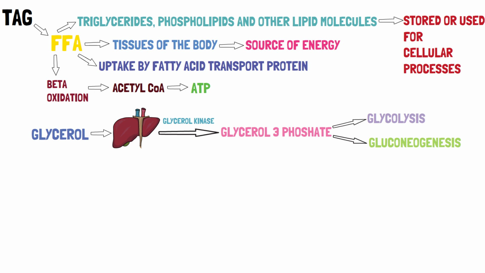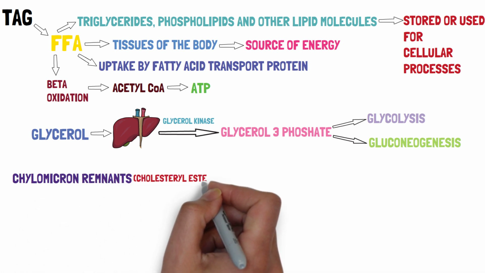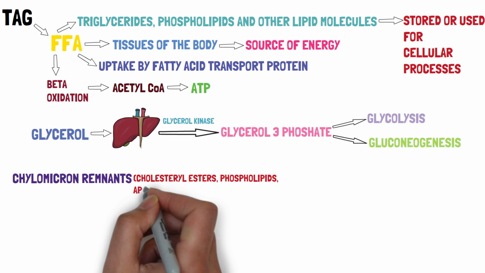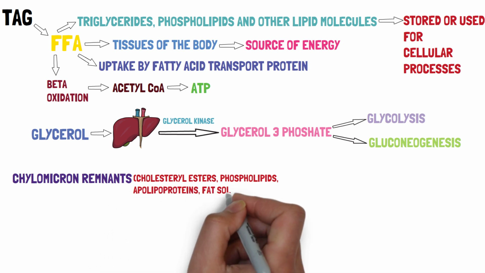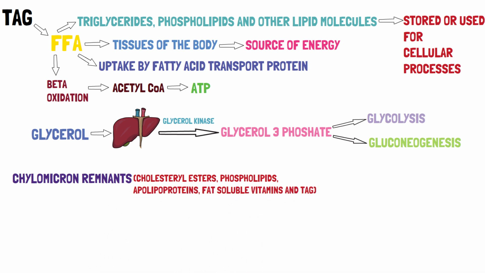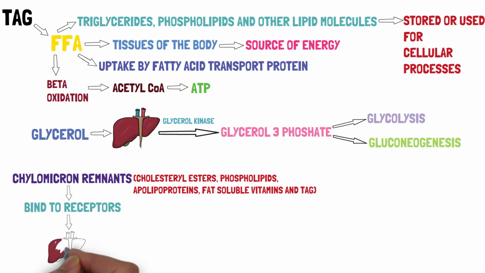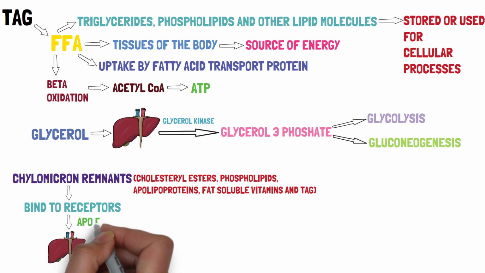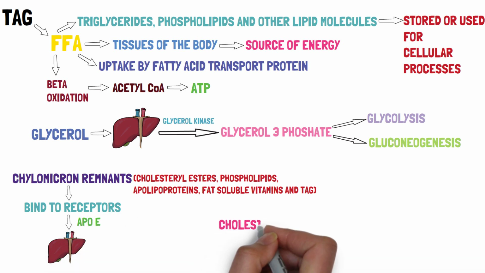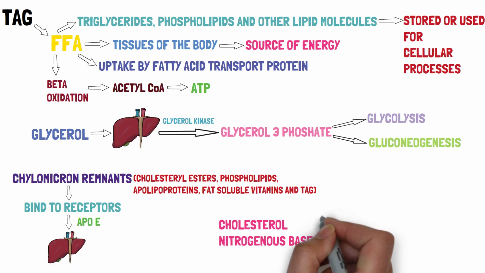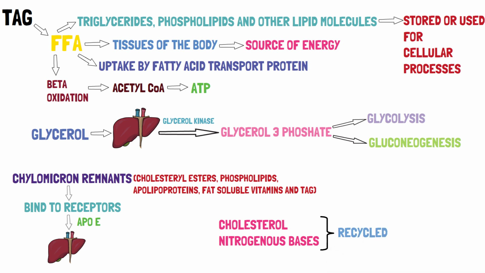After the removal of most of the triacylglycerol, the chylomicron remnants containing cholesterol esters, phospholipids, apolipoproteins, fat-soluble vitamins, and a small amount of triacylglycerol bind to the receptors on the liver via the apolipoprotein E and are endocytosed. Cholesterol and nitrogenous bases are recycled by the body.